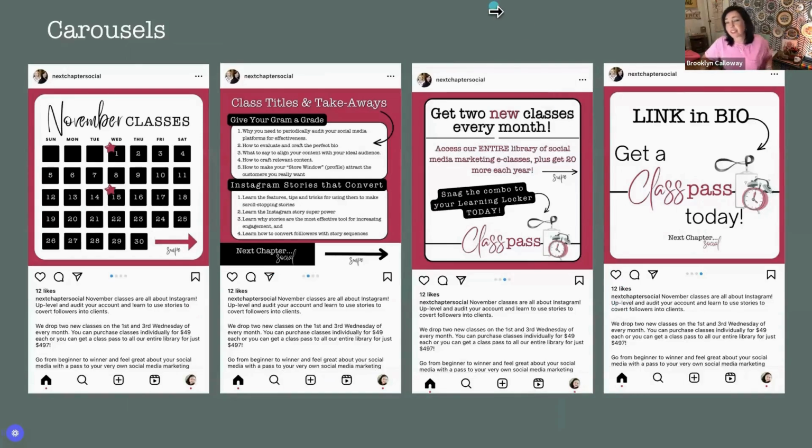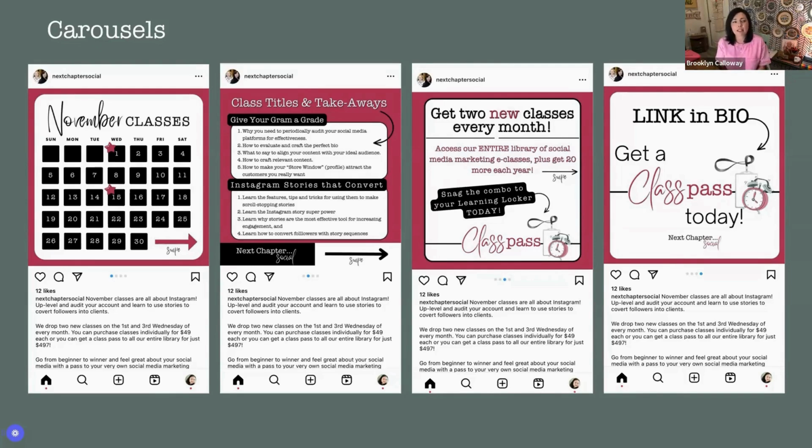Here is another carousel. Again, one of our examples. We didn't have many, but there you go. This was from back when we were posting classes. Well, we still do, but we were posting about our classes on our Instagram. And for some reason, we got away from posting information. So we need to bring this back.